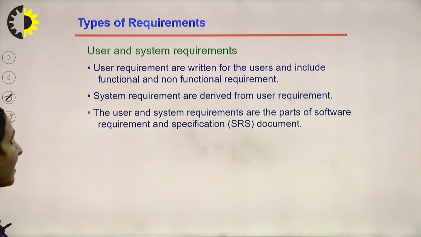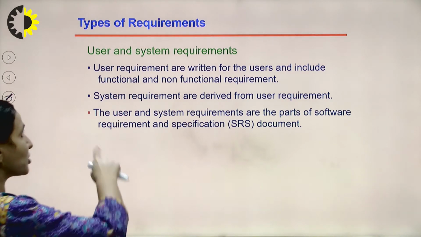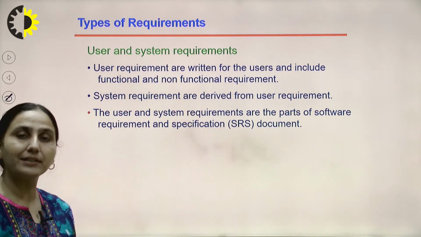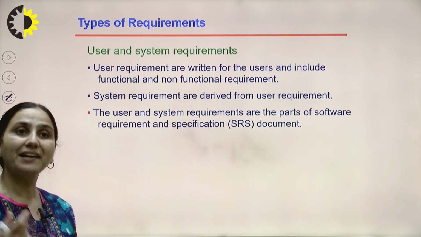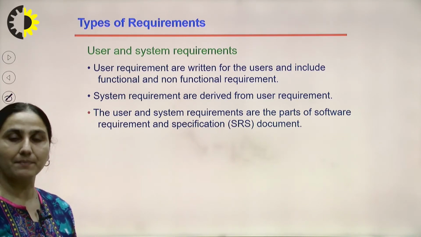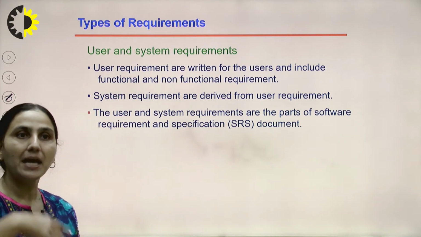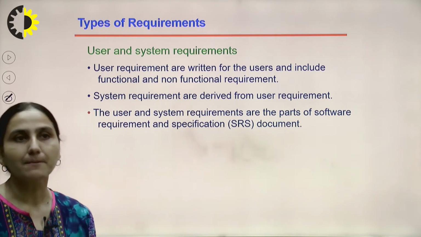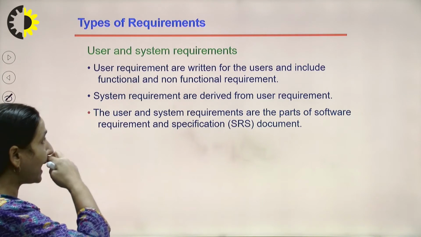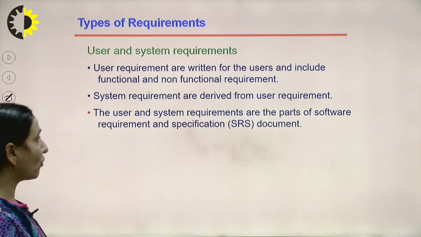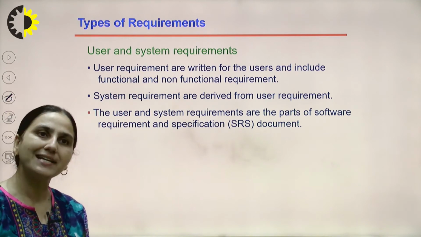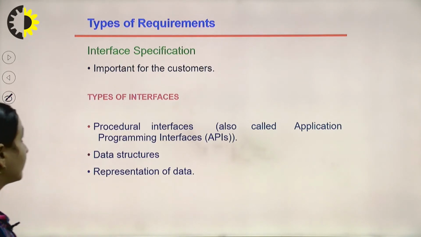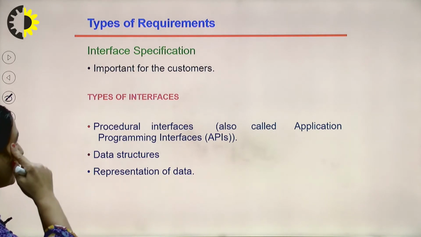Types of requirements: user and system requirements. User requirements are written for the users and include functional and non-functional requirements. So they are the requirements which are basically written for the users. System requirements are derived from the user requirements. That means what the user is expecting, based on that, what is the requirement of the system. The user and system requirements are part of the software requirements specification document, which we generally call the SRS document.